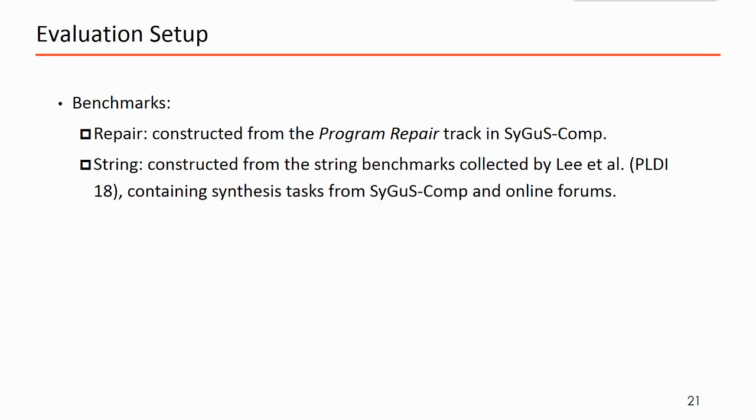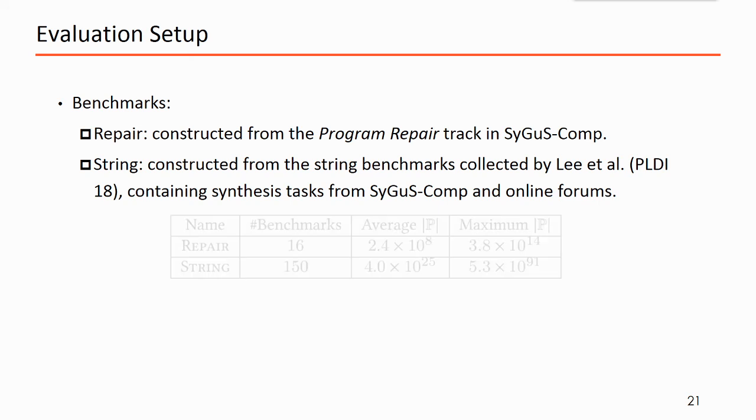In our evaluation, we construct 2 datasets representing 2 reasonable applications of interactive program synthesis. The first dataset, named repair, represents the application in program repair. This dataset is constructed from the program repair track in SyGuS competition. The second dataset, named string, represents the application in string manipulation. This dataset is constructed from the string benchmarks collected by a previous work.